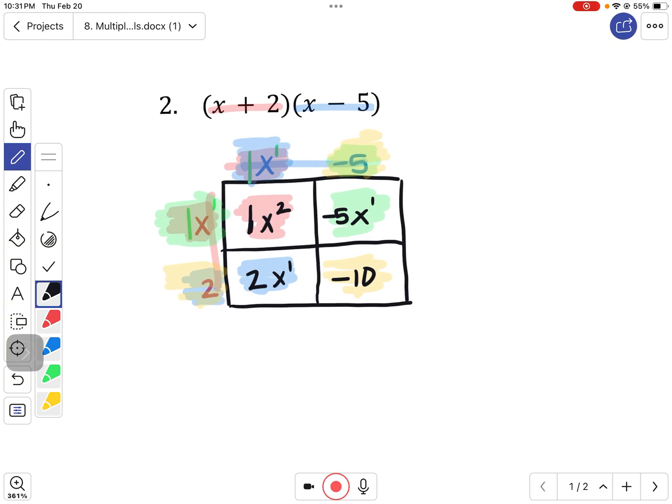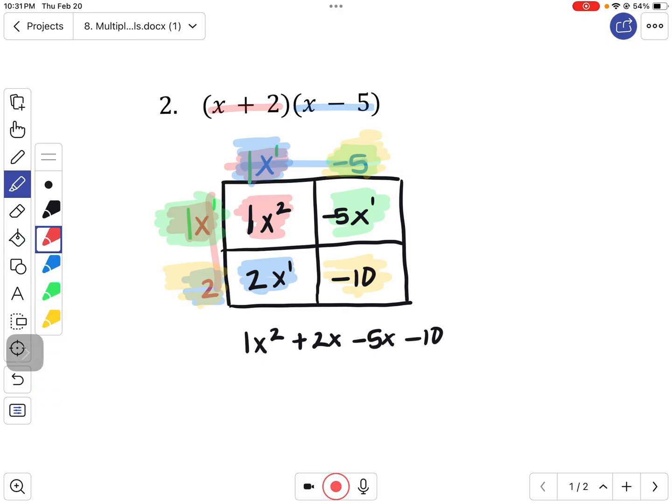Okay, I'm going to start with my highest power first. My highest power is 1x squared. Okay, then I have a positive 2x and a negative 5x. This time I'm not putting those little ones in there. I'm just going to leave them as x's. And then minus 10. Okay, when we look, we can combine these two things because they both have an x on them.